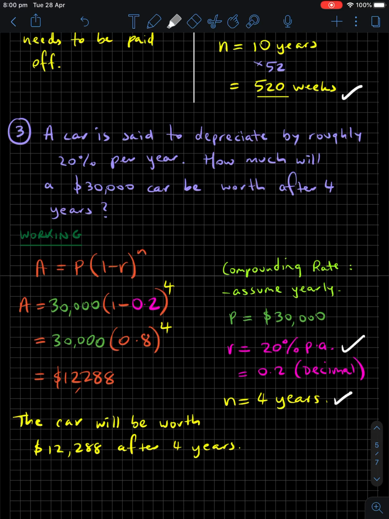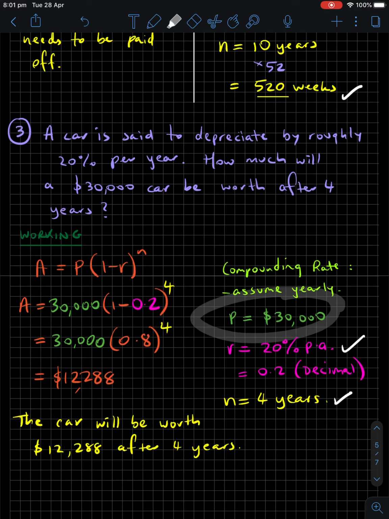A car is said to depreciate by roughly 20% per year. How much will a $30,000 car be worth after 4 years? I'm pretty sure cars do roughly depreciate by about 20% per year. So the way to do this is to firstly think about your compounding rate. You want to assume that it's a yearly compounding rate. They don't usually specify in depreciation questions.